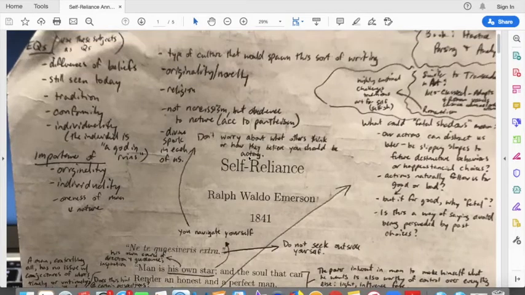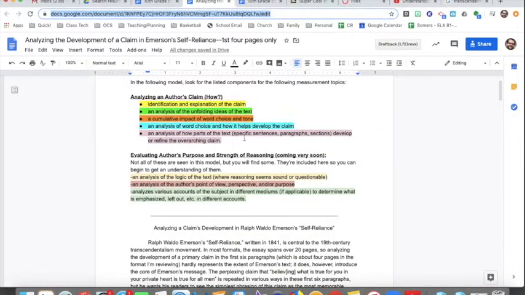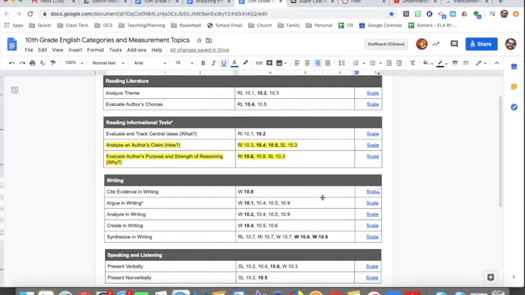So what I want to do here is show you how I annotated and describe to you the thought processes, especially as they fit into meeting the expectations of the proficiency scale for analyzing an author's claim. There's another scale that's going to be assessed soon, and it is the one that says evaluate author's purpose and strength of reasoning.